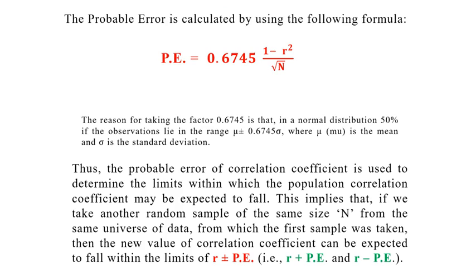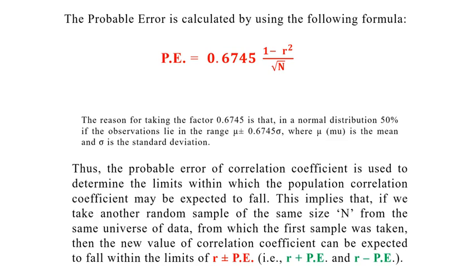The probable error is calculated by using the following formula. PE equals 0.6745 into, in the numerator, 1 minus r squared, where r means the correlation coefficient, the whole divided by the square root of n. Why that 6745? You can remember that: 6745, 6, 7, 6 after 6, 7, 4 after 4, it is 5. So 6745, 1 minus r squared divided by square root of n.